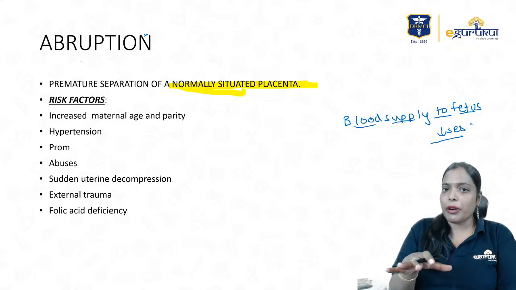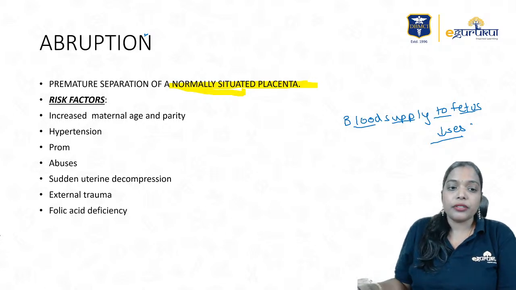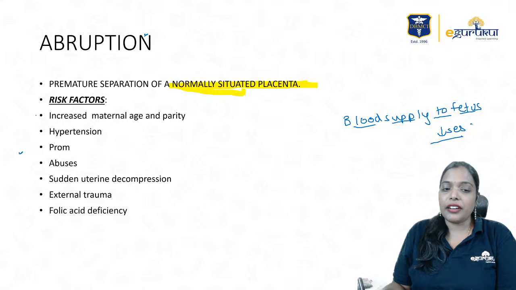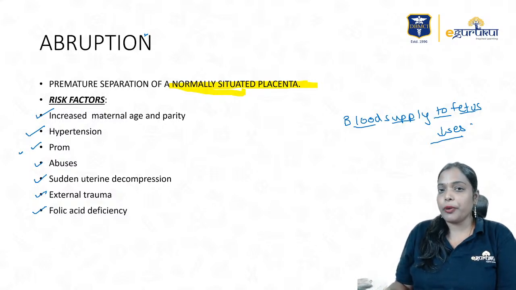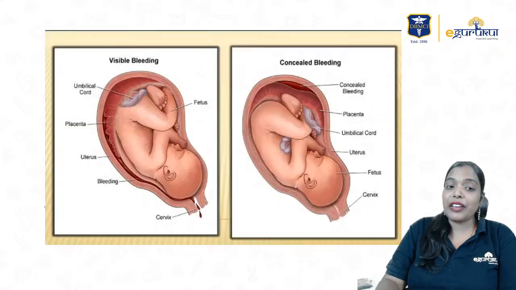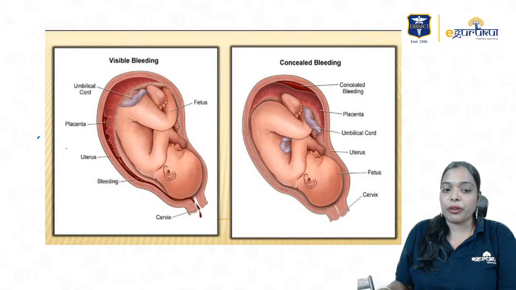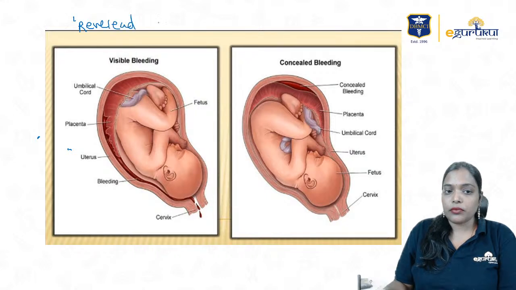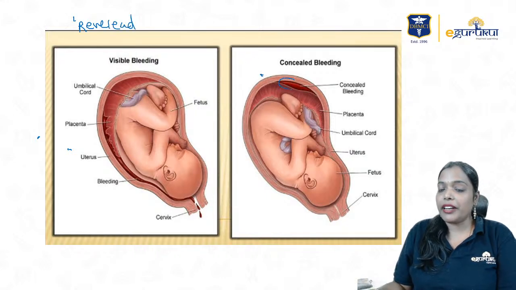So let's quickly go through abruption so that we can solve the MCQs. Risk factors are increased maternal age and parity, hypertension, PROM, drug abuse, sudden uterine decompression, trauma and folic acid deficiency. Trauma, hypertension, drug abuse, PROM are some things you have to remember. We have three varieties of abruption. When the placenta is separating and the blood comes out, it's called revealed. When the placenta is separated and the blood accumulates behind the placenta, it is called concealed. And you also have mixed, where you have revealed plus concealed.